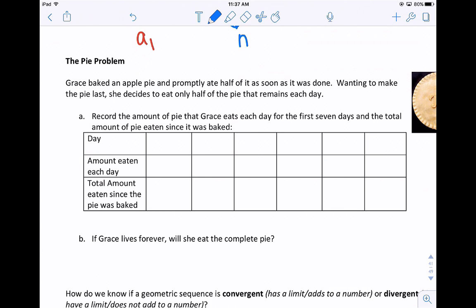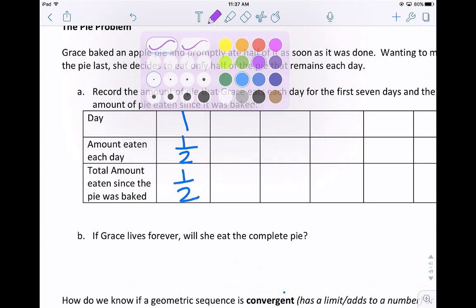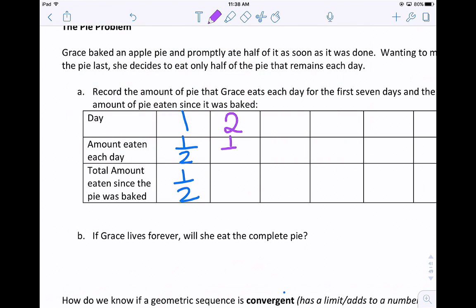So let's say Grace baked an apple pie and promptly ate half of it as soon as it was done. Wanting to make the pie last, she decides to eat only half of the pie that remains that day. So on day 1, she eats half the pie total. On day 2, she eats half of what is left, so a fourth of the pie, and 1/2 plus 1/4, she will eat 3/4 of the pie.